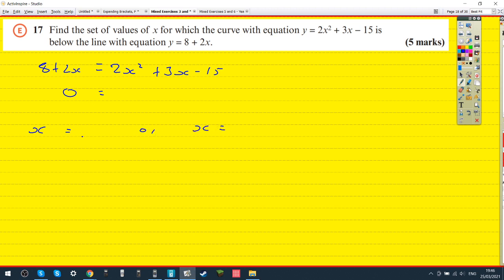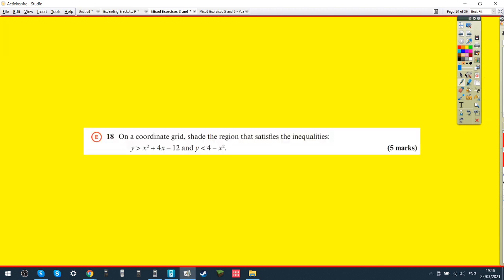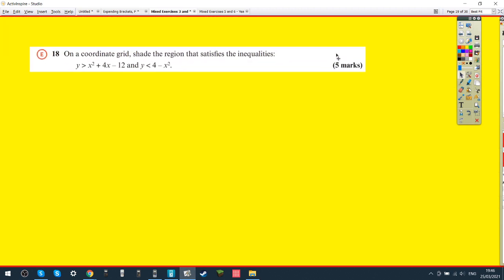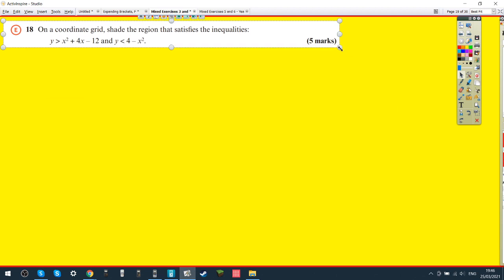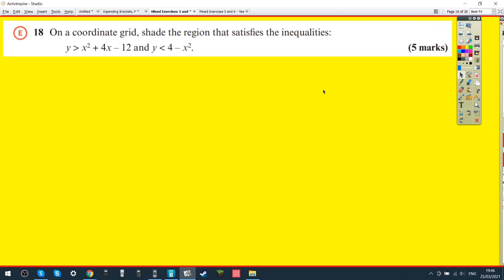You get your two solutions, and is that 4 marks? No, you want to work out what y is by subbing the x's into the equation. It doesn't matter which equation, but just use the easier one. So they're talking about graphs and stuff, but it's the same process. On a coordinate grid, shade the region that satisfies the inequalities.